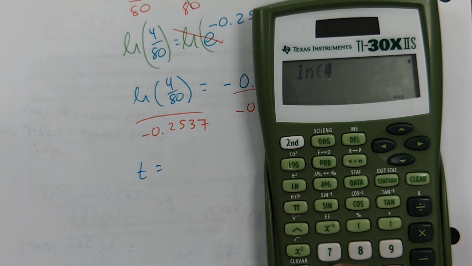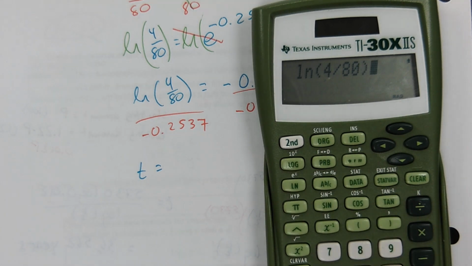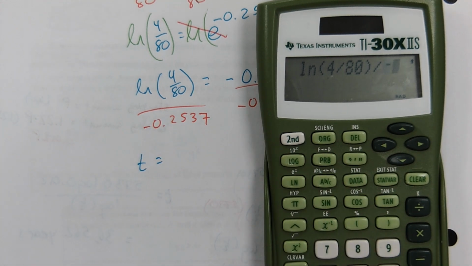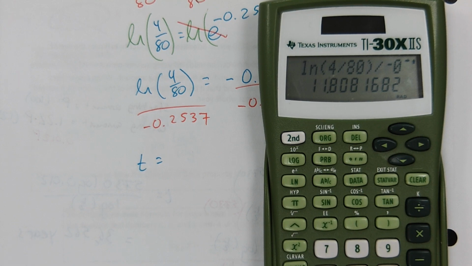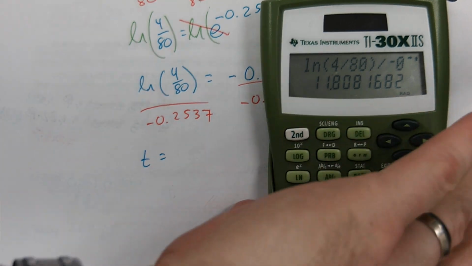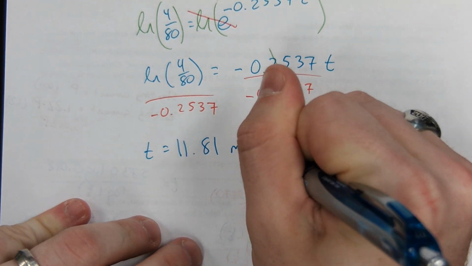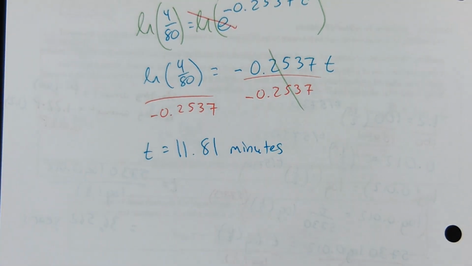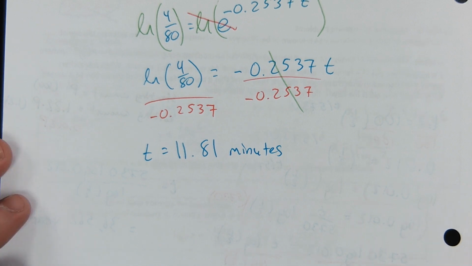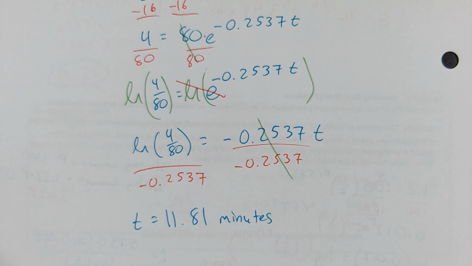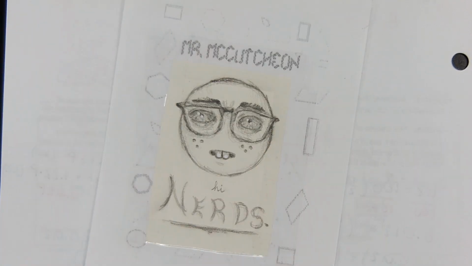Natural log, 4 divided by 80. Make sure you close the argument so the calculator knows that you're done filling in the logarithm. Divide by this decimal, negative 0.2537, and hit equals. I think the directions say 2 decimals, so about 11.81 minutes. And there it is. Again, if I want you to use Newton's law of cooling, I will give you the equation. So please don't panic. That is it, nerds.